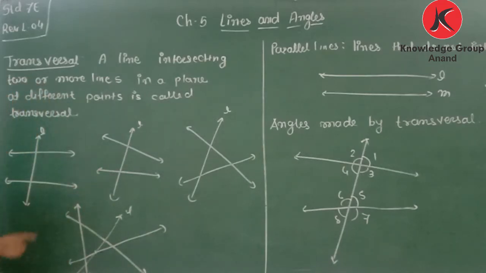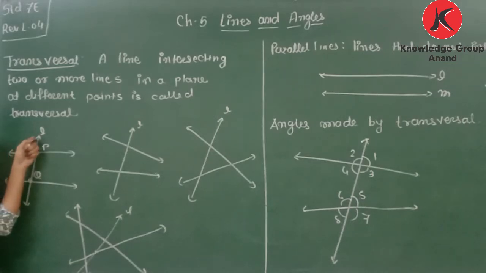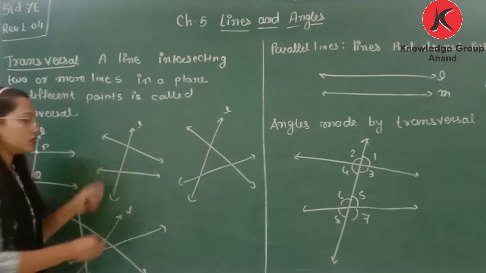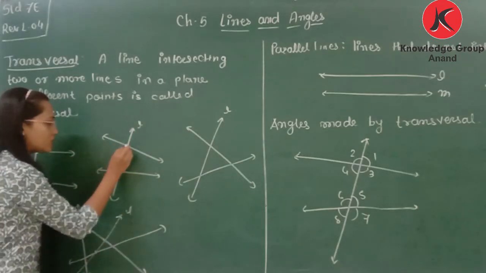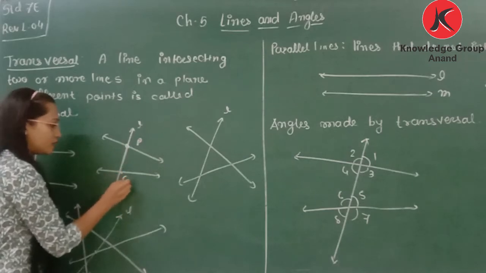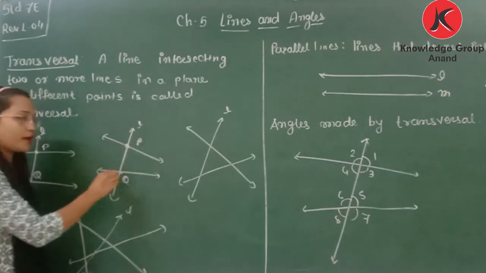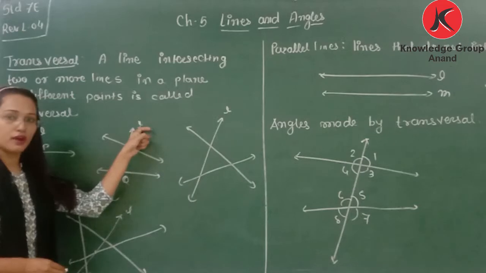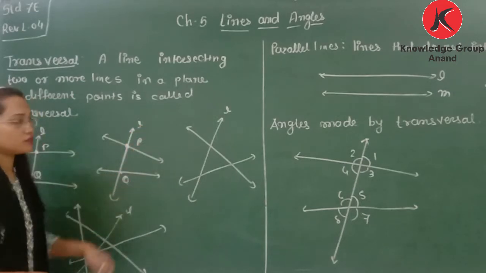Figures are drawn. So here these two lines are given and they are cut by line L. Here you can see the line cuts this line at this point, we can name it P, and here Q. Both points P and Q are different. The intersecting points are different. That's why L is a transversal. Same for this figure. Here line L cuts this line at P and this line at Q. So both are different points, so line L is called a transversal of these two lines.